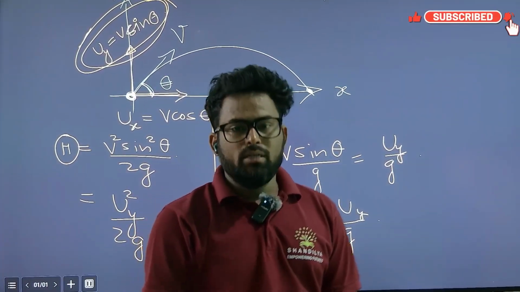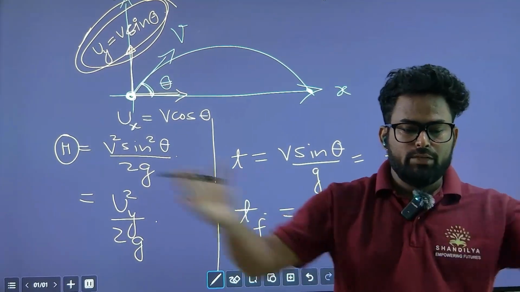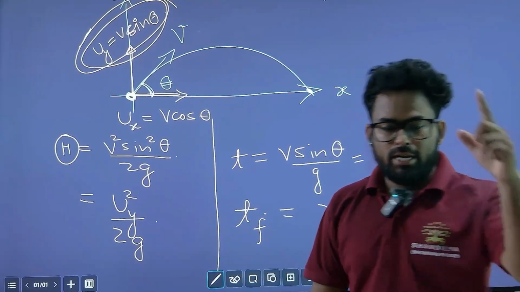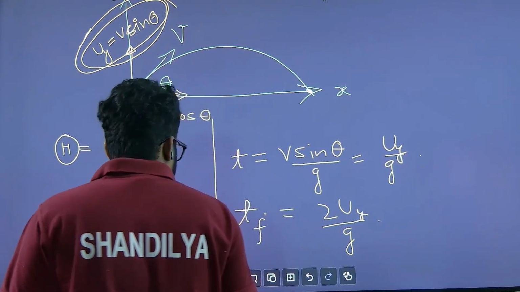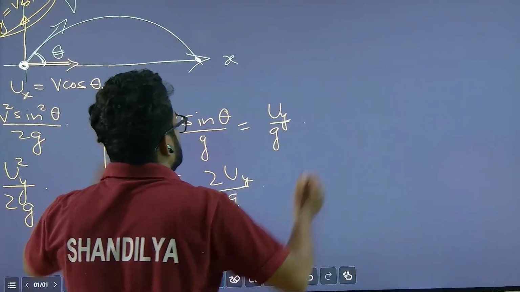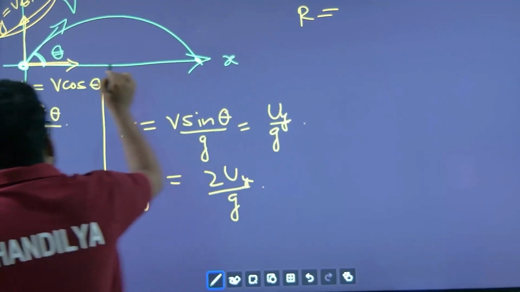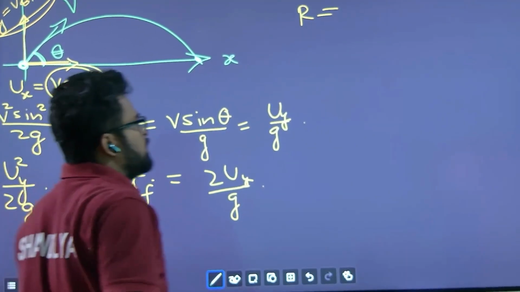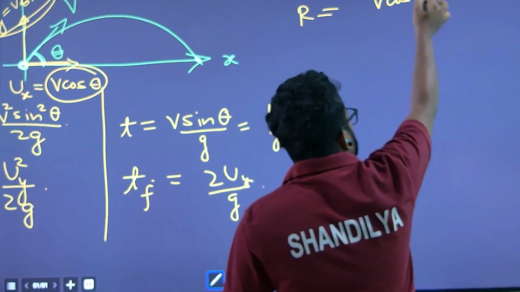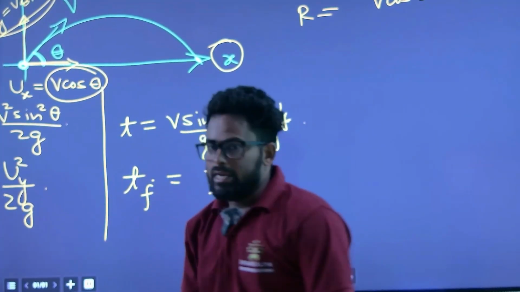Now the third one is the range. How much it would move horizontally. Horizontally, how much distance it is moving, that is called the range of the projectile. Let's see that range formula. If you talk about range, which velocity is responsible for that? V cos theta. Distance equals what? Speed into time in the horizontal direction.